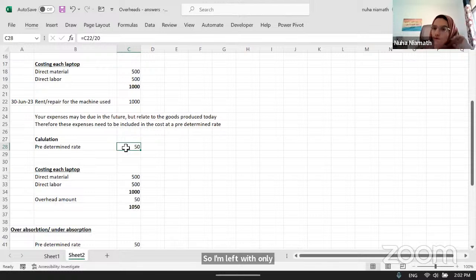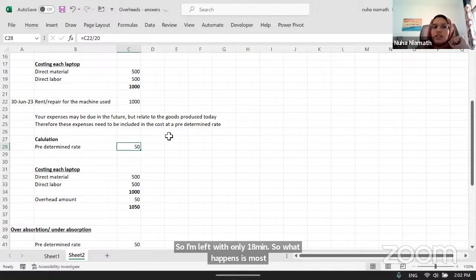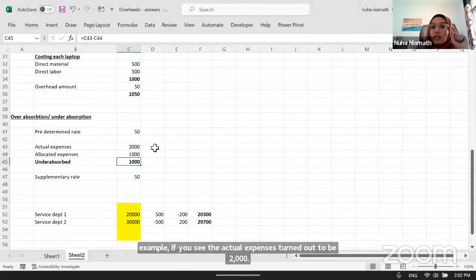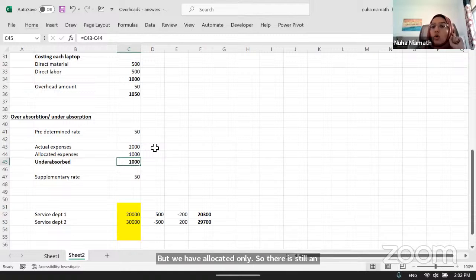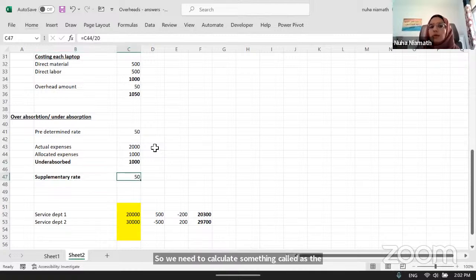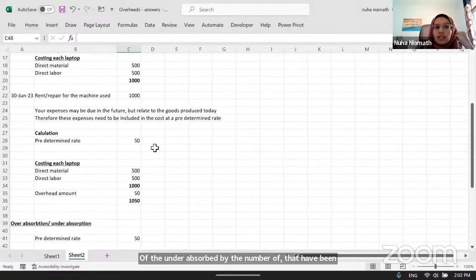So what happens is, in most cases, the overheads are not absorbed exactly. There's always a difference in the amount. In this example, the actual expense has turned out to be 2,000, but we have allocated only 1,000 rupees. So there is still an under-absorbed amount of 1,000 rupees worth of overheads. So we need to calculate something called the supplementary rate. What is a supplementary rate? A supplementary rate is when we divide the excess amount, which is the 1,000 rupees of the under-absorbed, by the number of units that have been produced, which is what you need to allocate it to. So that is 20 units, which we had calculated and kept here.